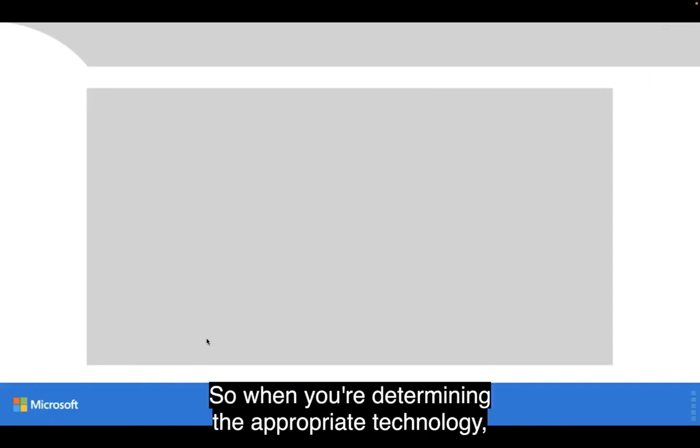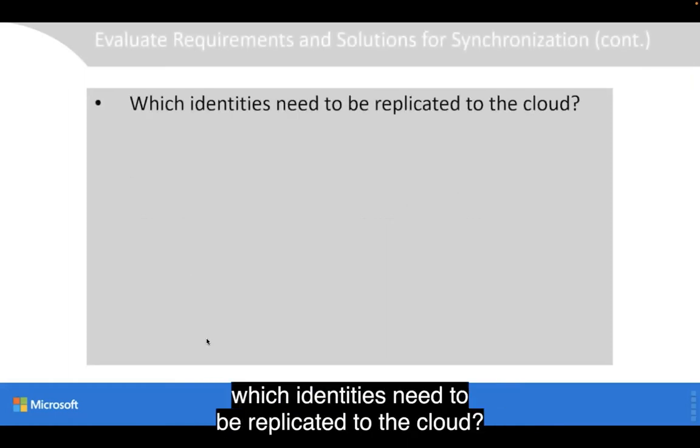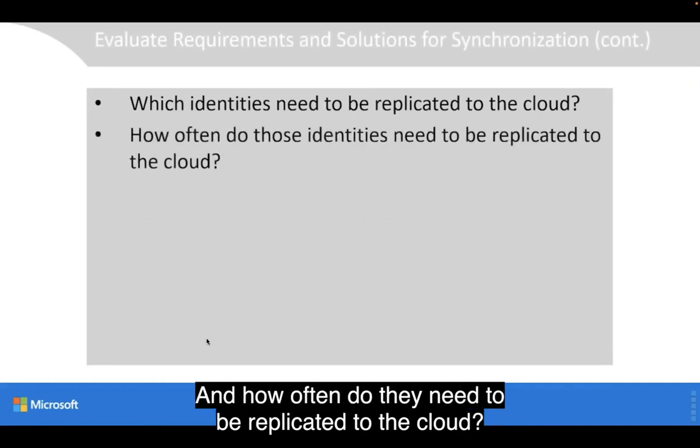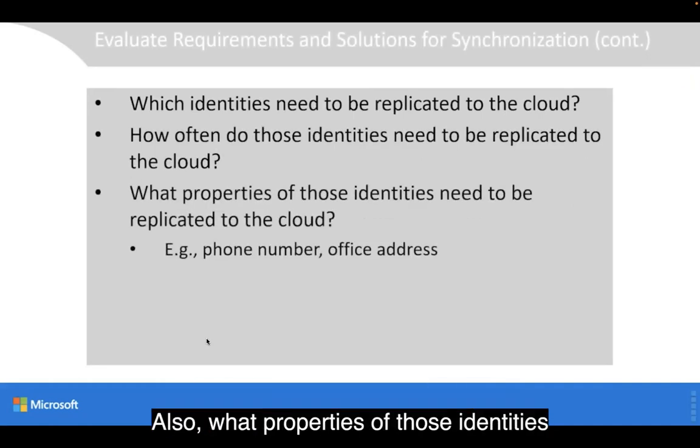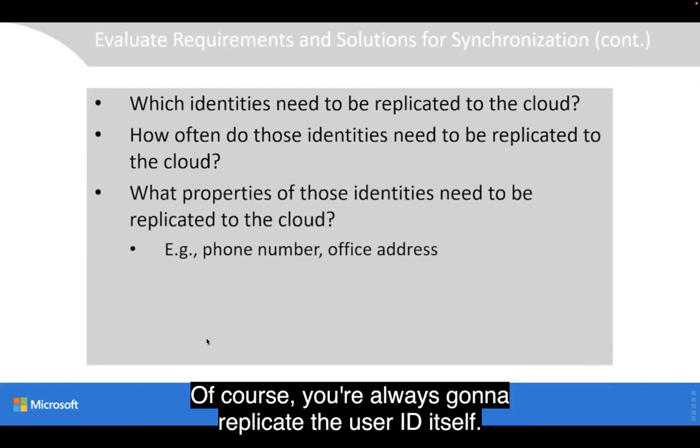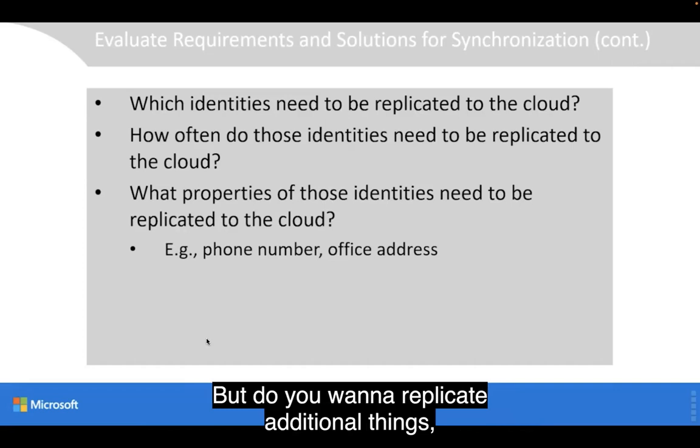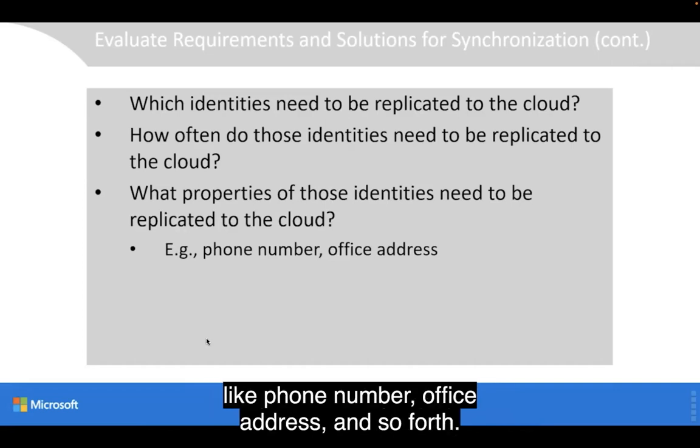So when you're determining the appropriate technology, some questions to ask include which identities need to be replicated to the cloud and how often do they need to be replicated to the cloud. Also, what properties of those identities do you want to replicate to the cloud? Of course, you're always going to replicate the user ID itself, but do you want to replicate additional things like phone number, office address, and so forth?